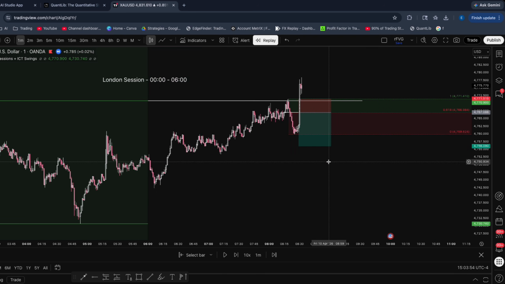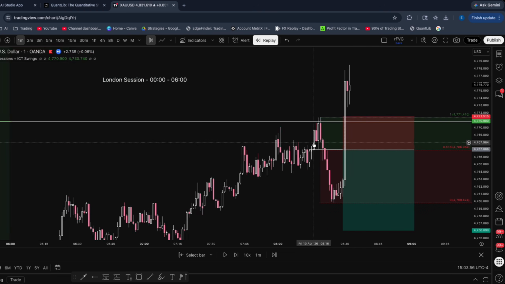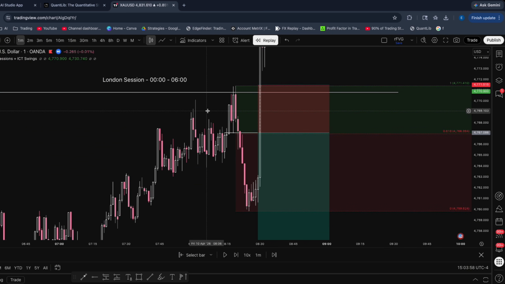Once we get the high taken out here, as you can see, we're looking for the nearest swing low to give us a market structure shift. So we're looking for a candle close below the closest swing low to give us a market structure shift. We go ahead and we wait. We draw our Fibonacci here.